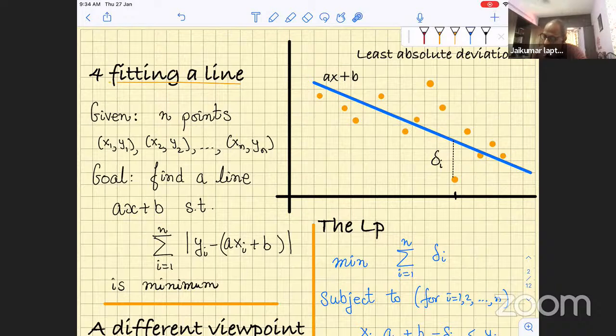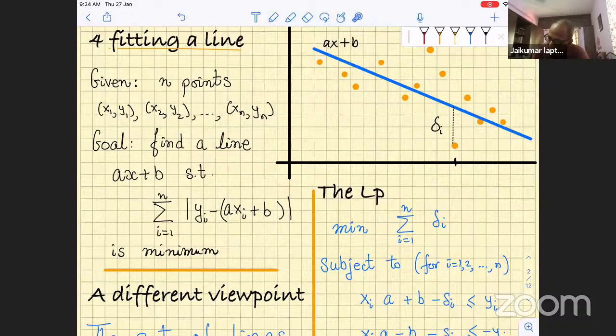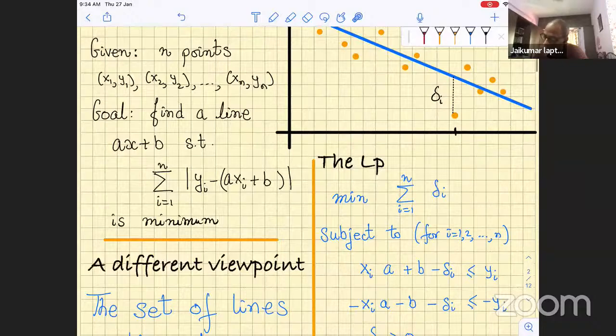So we are trying to find a line which looks like this. Although the variables are named like this, the actual variables for us are A and B. Yeah, these are the two things that we are trying to find. And we would like to minimize this quantity as we vary A and B.